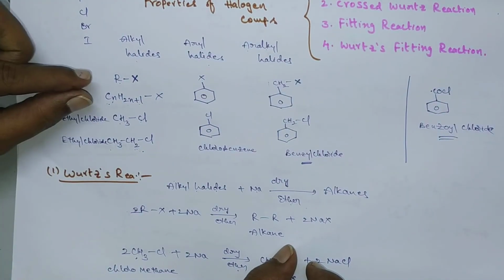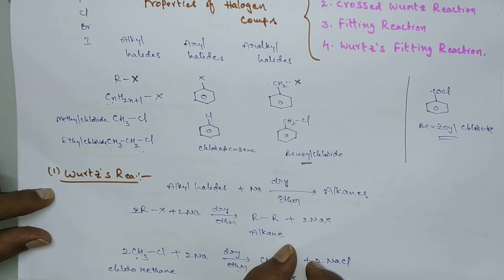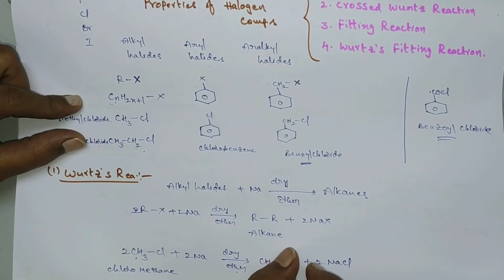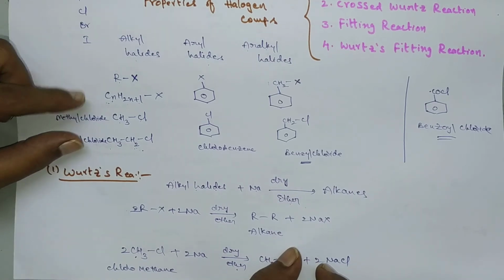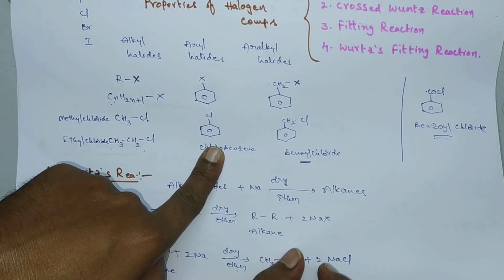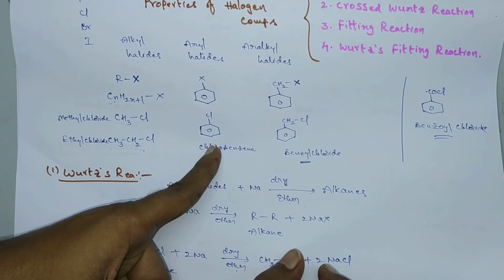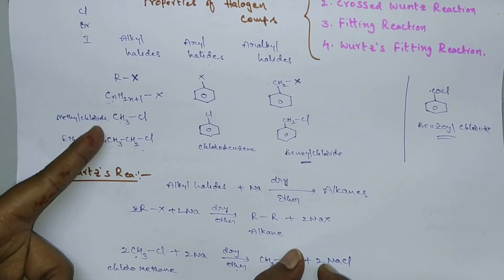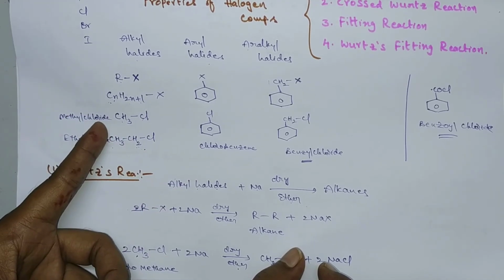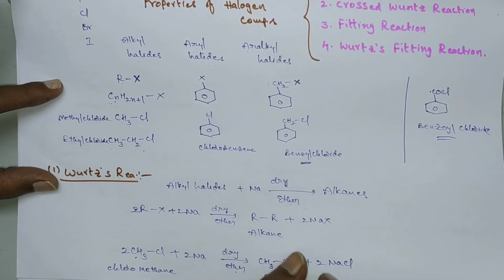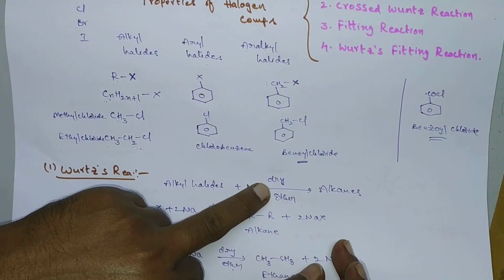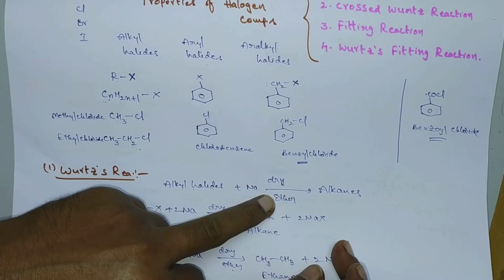If two similar alkyl halides are taken, that is called the Wurtz reaction. If two different alkyl halides are taken, that is the cross Wurtz reaction. If two aryl halides are taken, that is called the Fittig reaction. If one aryl halide reacts with one alkyl halide, then it is called the Wurtz-Fittig reaction. You have to observe the difference between these four reactions. In all these reactions, we are using dry ether as the solvent.